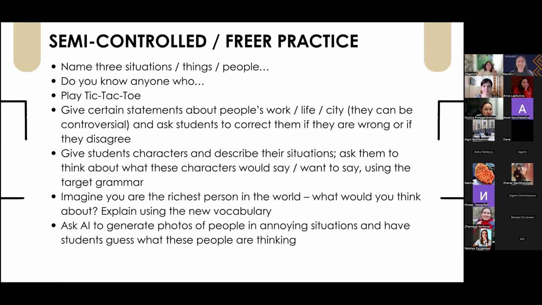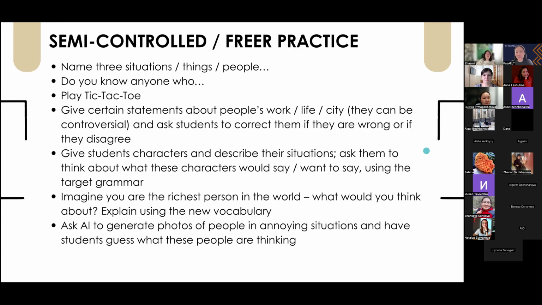You can use all these exercises for any target grammar that you're presenting because it is really easy to use them for your lessons. You just use them, adapt them, change them, voila, you have a great exercise to practice target grammar, focusing on accuracy and fluency. Okay, and I think that's it.